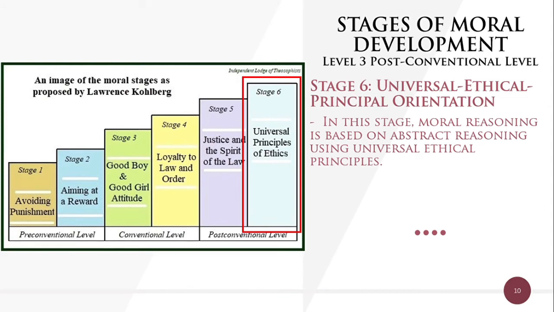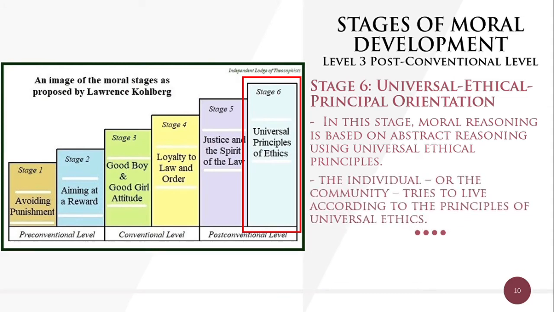Okay, so in stage 6, okay, the individual or the community tries to live according to the principles of universal ethics. So, hindi lang yung tipong kung ano ang nakakabuti para sa community nila, pero yung nakakabuti para sa humankind. Okay? It's not just about trying to make rules or trying to make regulations in a certain community or certain society that is only applicable for those people who belong into that particular society, but it's more on what's going to be a common good for all the people in the universe.